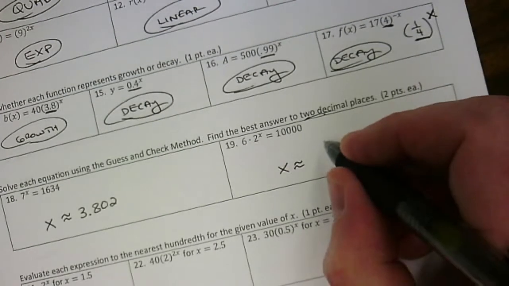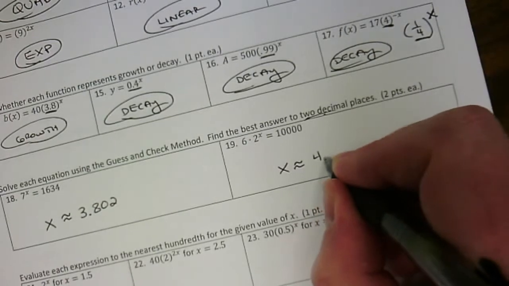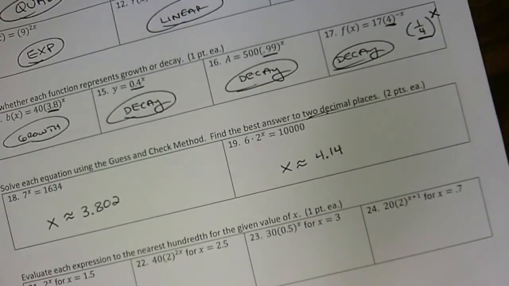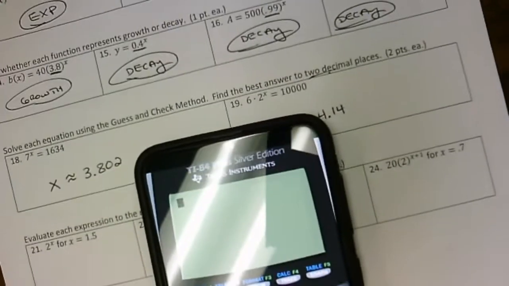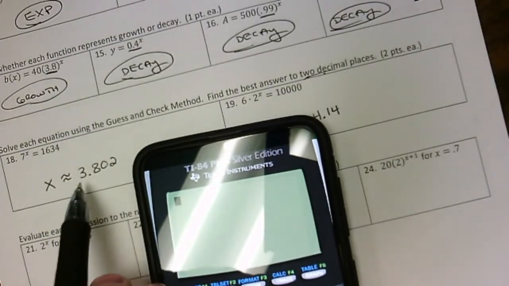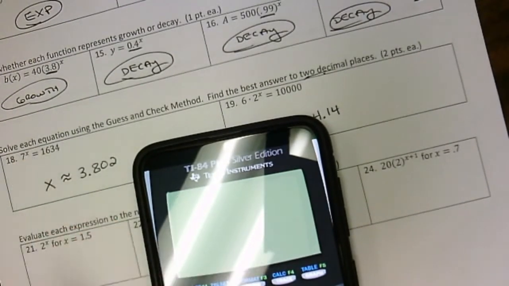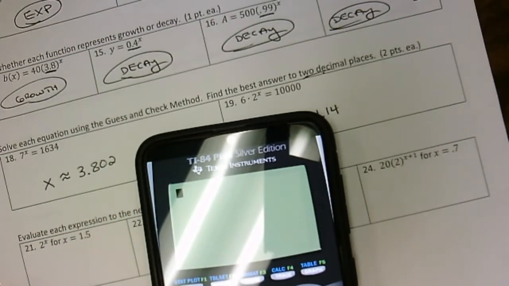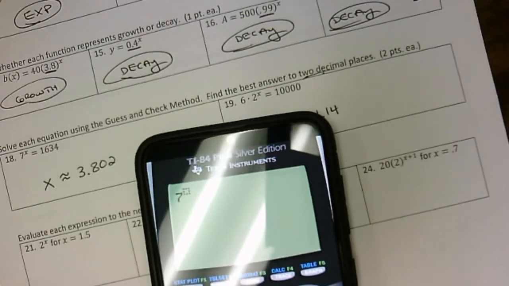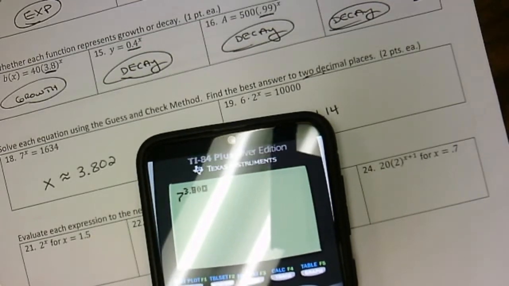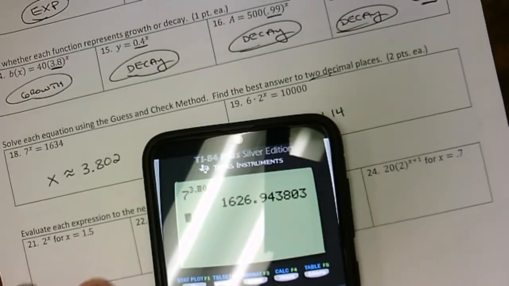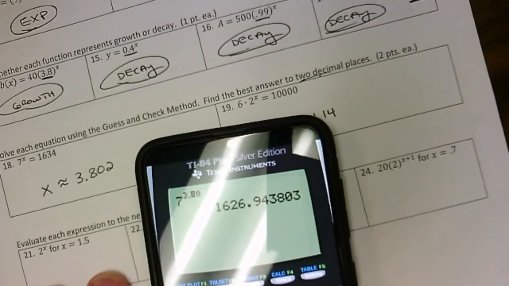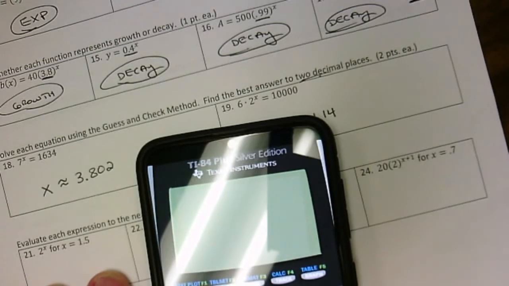This one's about 4.14. And just so you can see that, we're looking for what value, if we take 7 and raise it to what number, would we get close to 1634. Again, the more decimals we go out, the more accurate it is. If we go out 2 decimal places, that's a little lower than 1634.